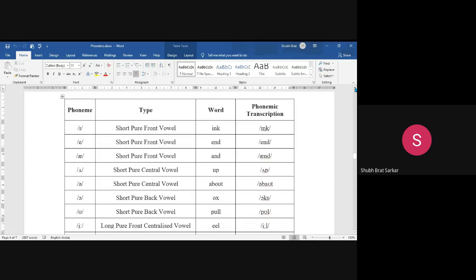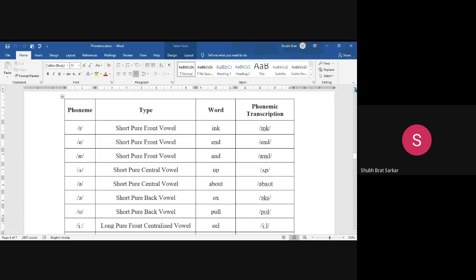According to the position, the active articulator moves towards the passive articulator, and according to the position it takes, we can further classify vowels into 5 types: open vowels, half open vowels, between half open and half closed vowels, half closed vowels, and closed vowels.